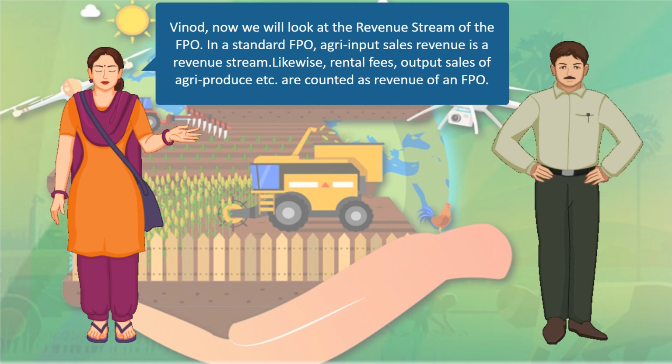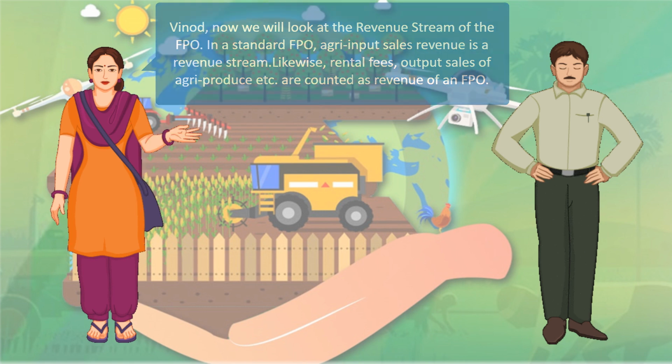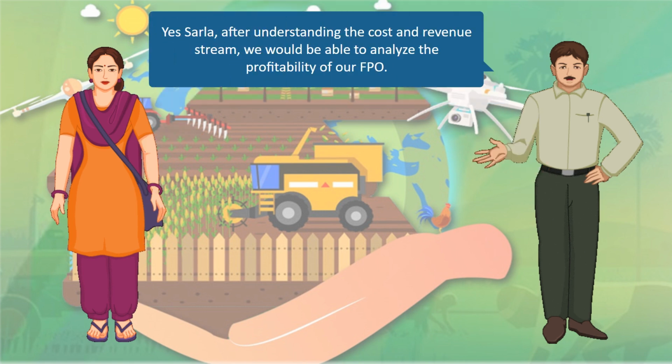Vinod, now we will look at the revenue stream of the FPO. In a standard FPO, agri input sales revenue is a revenue stream. Likewise, rental fees, output sales of agri produce, etc., are counted as revenue of an FPO. Yes, Sarla. After understanding the cost and revenue stream, we would be able to analyze the profitability of our FPO.